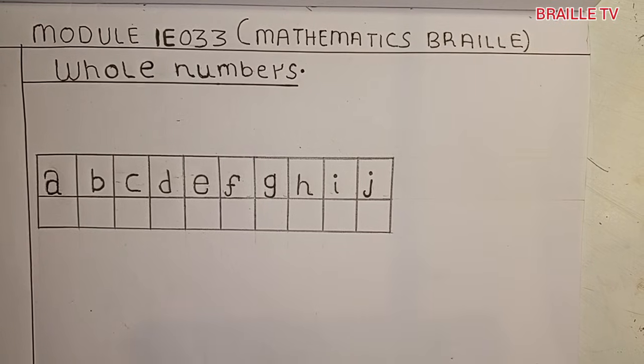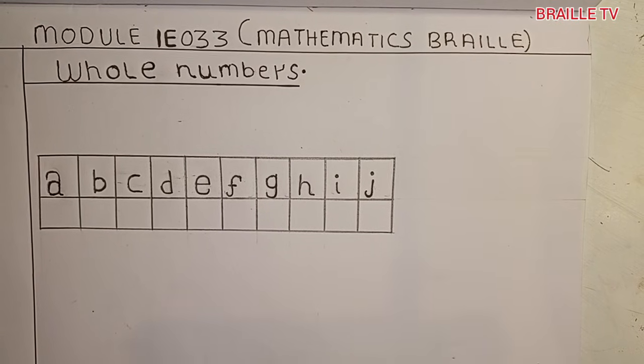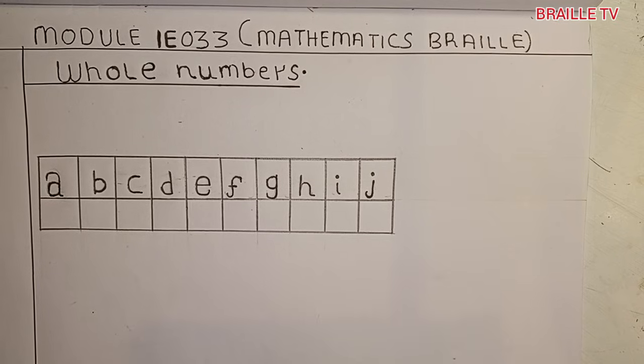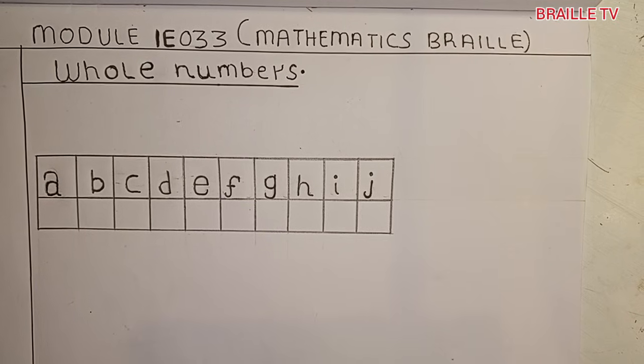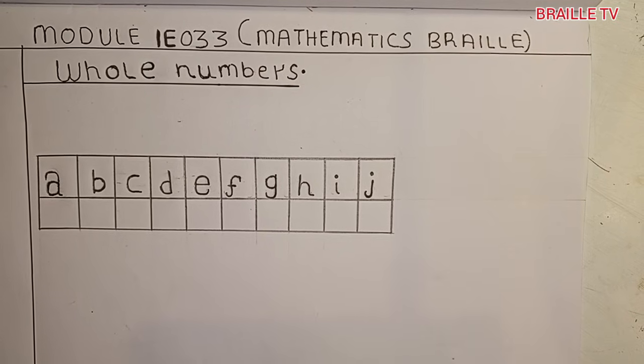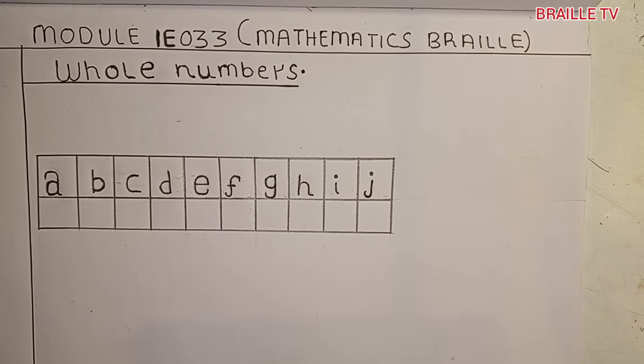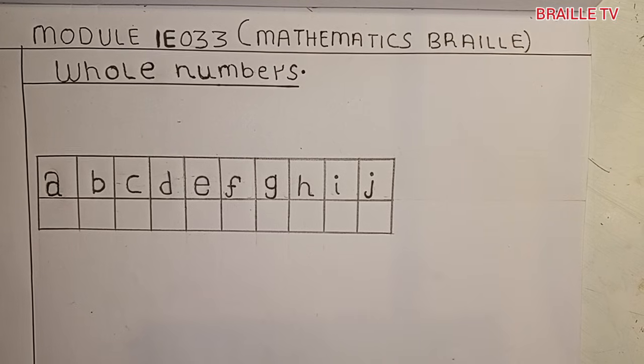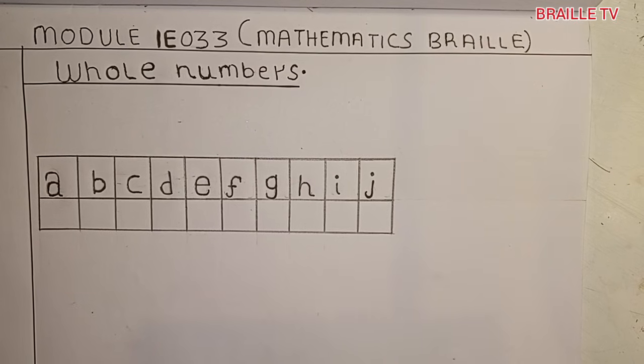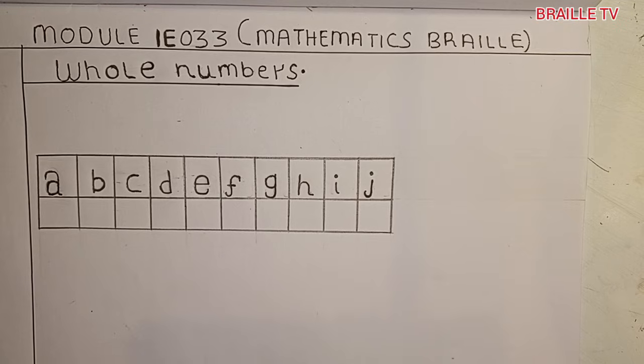Okay, teachers, welcome. So we are going to write 0 to 9 in Braille. In other words, we are going to learn how we write 0, 1, 2, 3, 4, 5, 6, 7, 8, 9, up to 9 in Braille. So kindly listen.